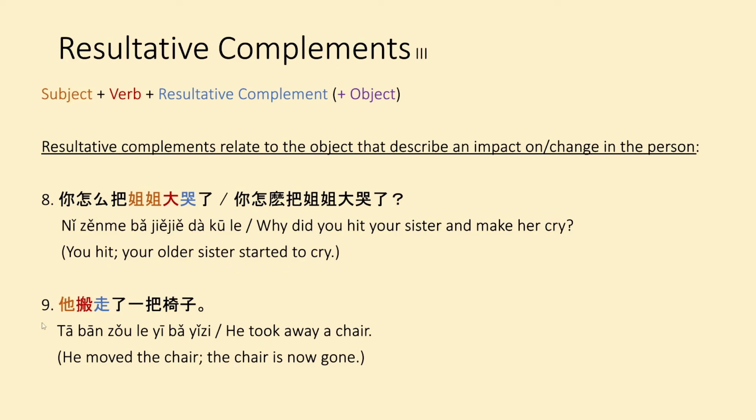For example 9, 他搬走了一把椅子. He took away a chair. He moved the chair and it is now gone. And we see the action 打 and then the result, crying. The action 搬, the result, moving away kind of.